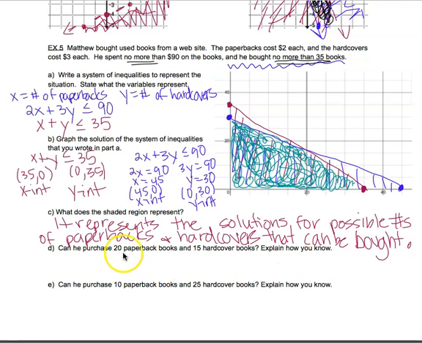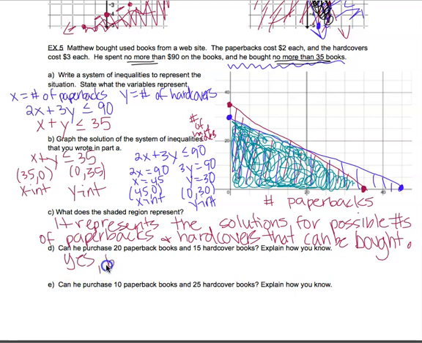So can he purchase 20 paperbacks and 15 hardcovers? Well, we said X was paperbacks, so let's just label our axes here. This is number of paperbacks, and this axis is number of hardcovers. So 20 paperbacks, 15 hardcovers. 20 paperbacks would be right here. 15 hardcovers would be right here. And so it looks like this would be a yes, because it's just barely in the shaded region, but we would say yes.